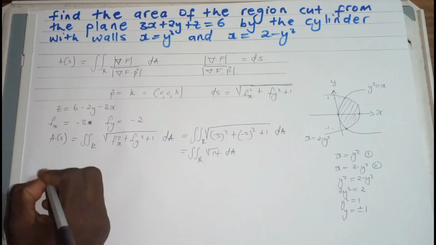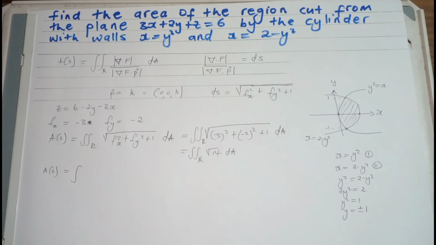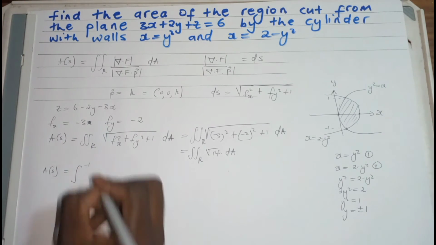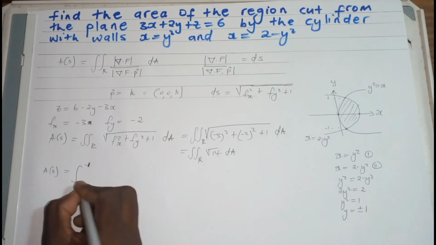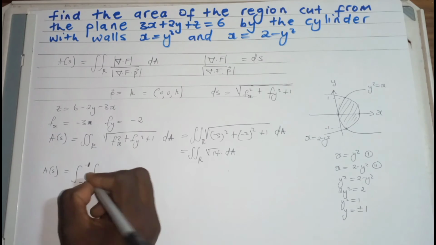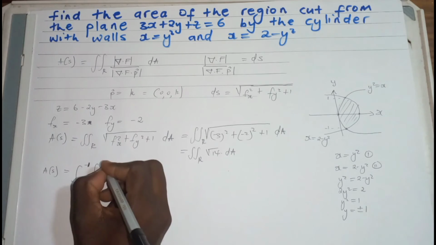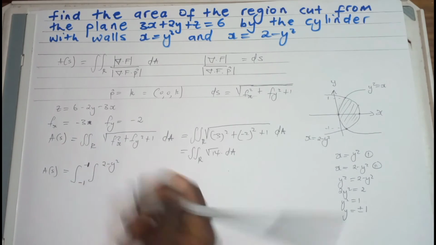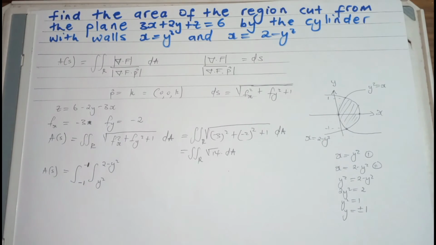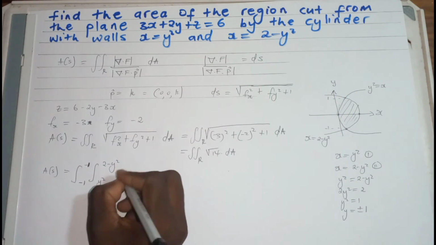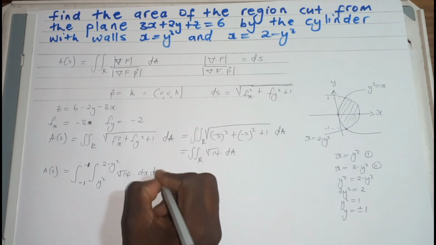So now the area of the surface is equal to, I'm going to integrate with respect to x, so y is going to be my outer integral, from negative 1 to positive 1. Then what is the upper bound? The upper bound equals 2 minus y squared, and the lower bound is y squared. Then what about dS? Root 14. Then dA is now dx dy.